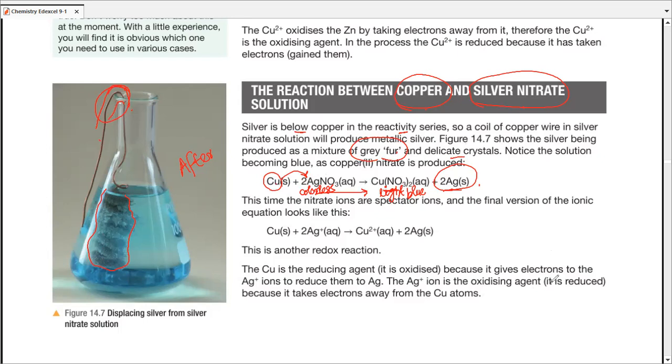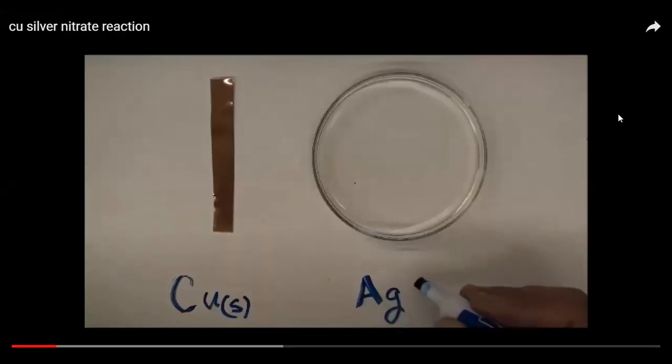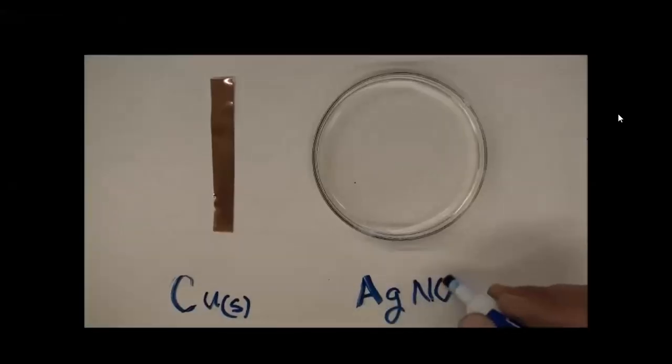All right. So, how will they look before the reaction? The wire in a clear, colorless solution. How does the silver look before the experiment? It's dissolved in solution.